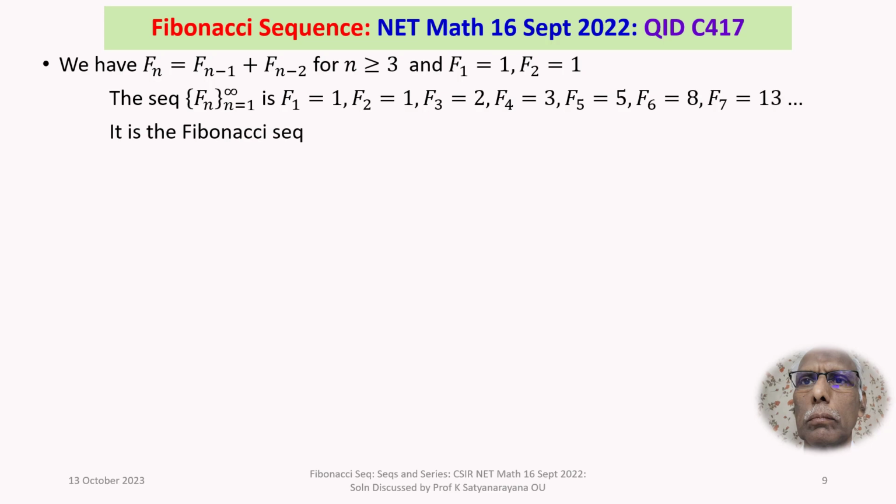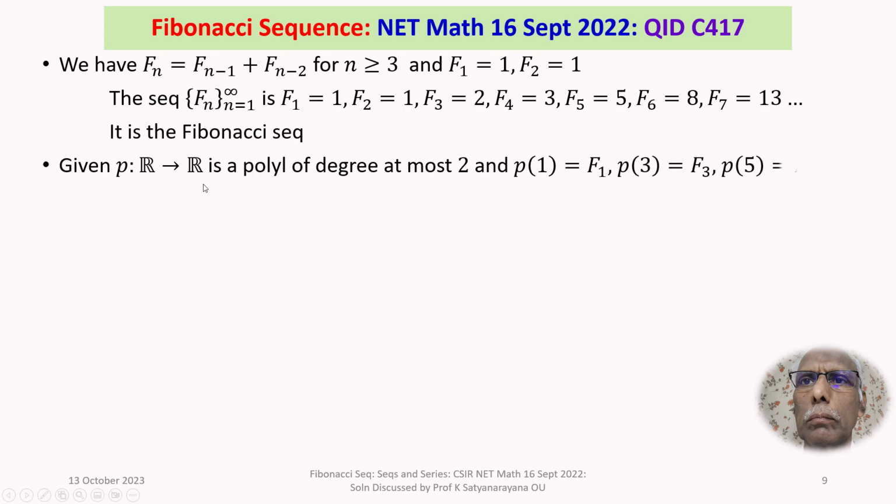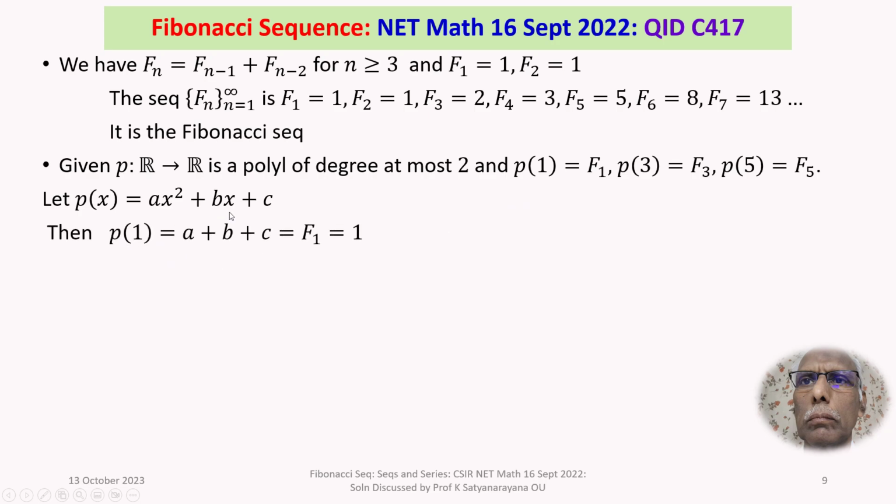That's what we have. Given P is a function from R to R, which is a polynomial of degree at most 2. And it is further given P at 1 is F1, P at 3 is F3, P at 5 is F5. Let P of x be equal to ax square plus bx plus c. It is a polynomial of degree at most 2. So now put x equal to 1. P of 1 is equal to a plus b plus c, which is given to be f of 1. F of 1 is 1.